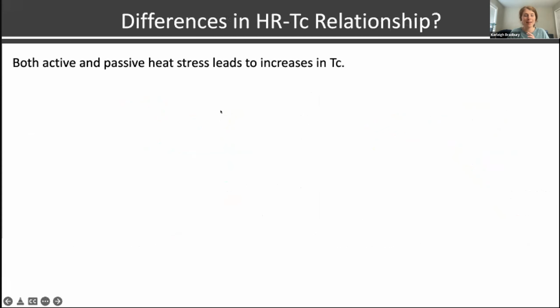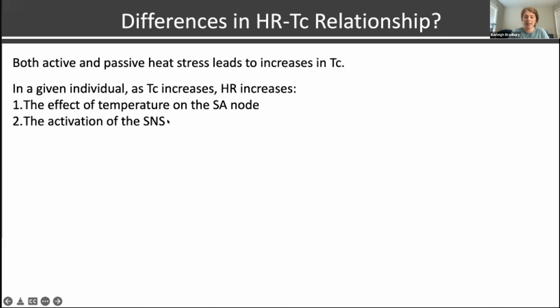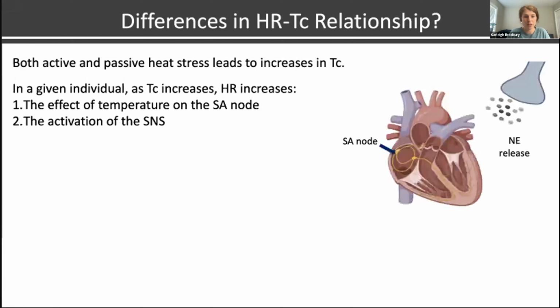Going back to that initial exercise study and looking at the differences in heart rate and core temperature, we know that both active and passive heat stress are going to lead to increases in core temperature. We also know that in a given individual, as core temperature increases, their heart rate is also going to increase. We know that's due to 2 mechanisms. We have the direct effect of temperature on our SA node. As that heats up, it's going to increase its firing rate and increase heart rate through that mechanism. And then we also have the activation of the sympathetic nervous system, increasing norepi release and increasing heart rate.